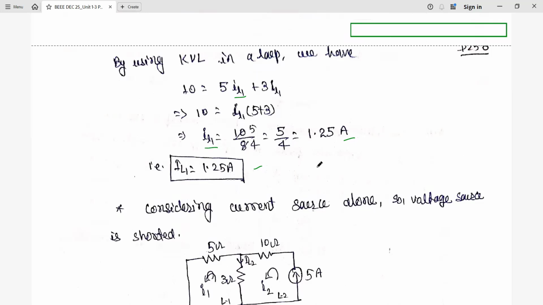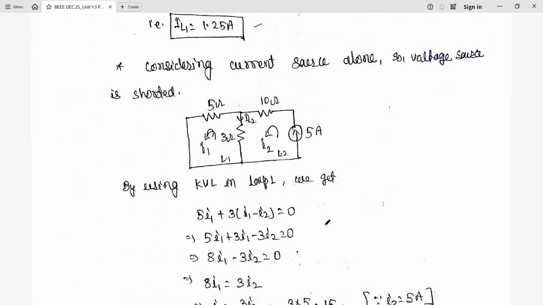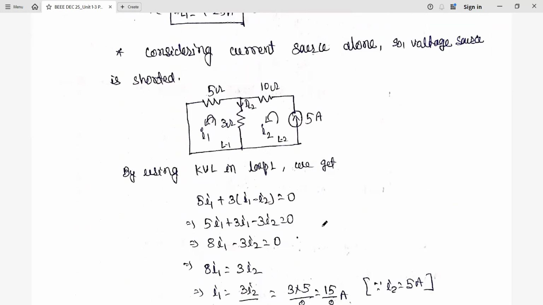Now we consider the other source, the current source. When we consider the current source, the remaining voltage source should be shorted and the current source should be open. We have only one voltage source, so the path is shorted here. Now you can observe 2 loops, loop 1 and loop 2. In loop 1 we consider the current as I1. In loop 2 we consider the current I2. That I2 itself is going to be 5 amperes here. The current across the 3 ohm we consider as IL2.